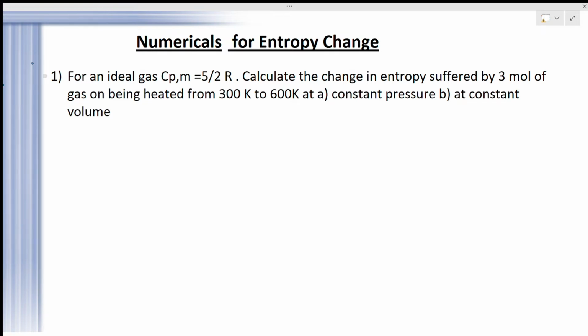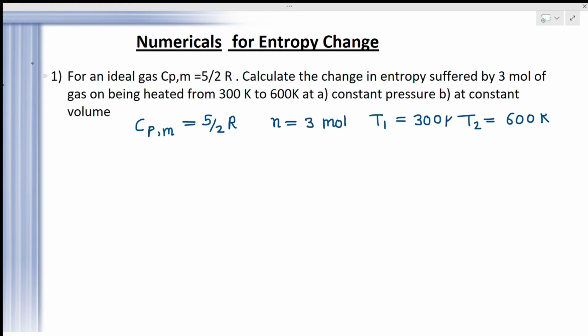For an ideal gas, CPm is equal to 5 by 2 R. Calculate the change in entropy suffered by 3 moles of gas on being heated from 300 Kelvin to 600 Kelvin at (a) constant pressure and (b) constant volume. So we are given CPm is equal to 5 by 2 R, n is equal to 3 mole, and temperature T1 is equal to 300 and T2 is equal to 600 Kelvin.